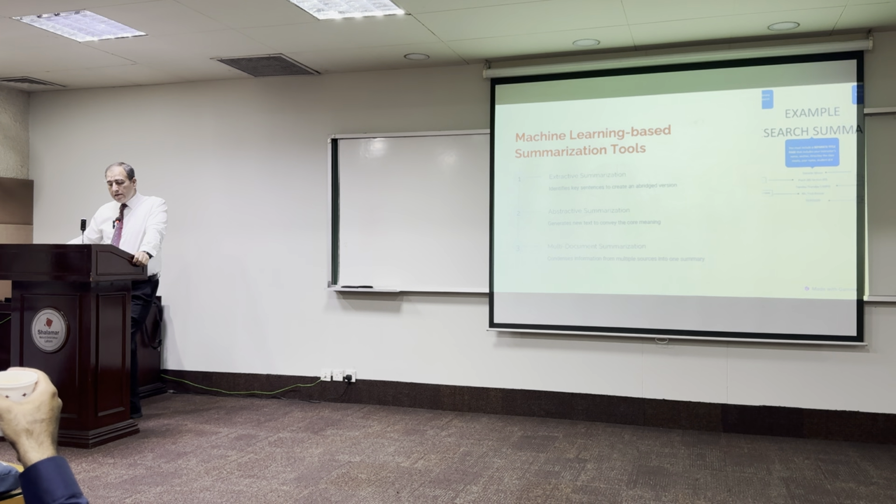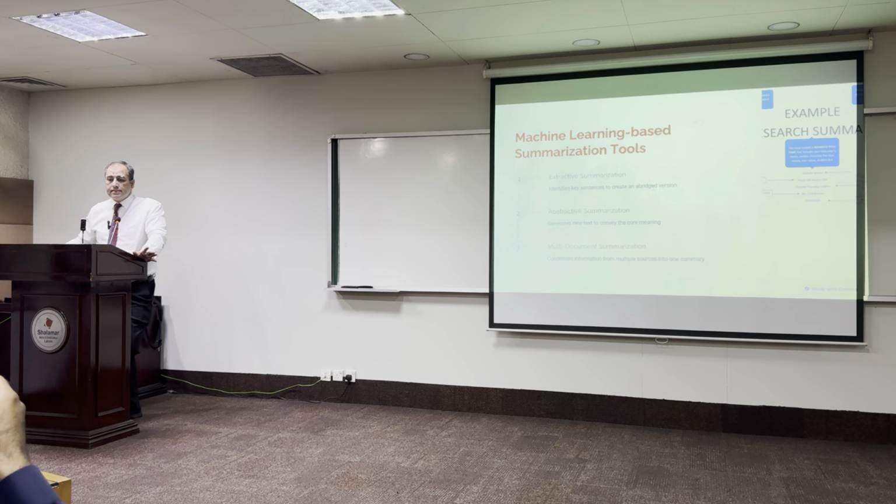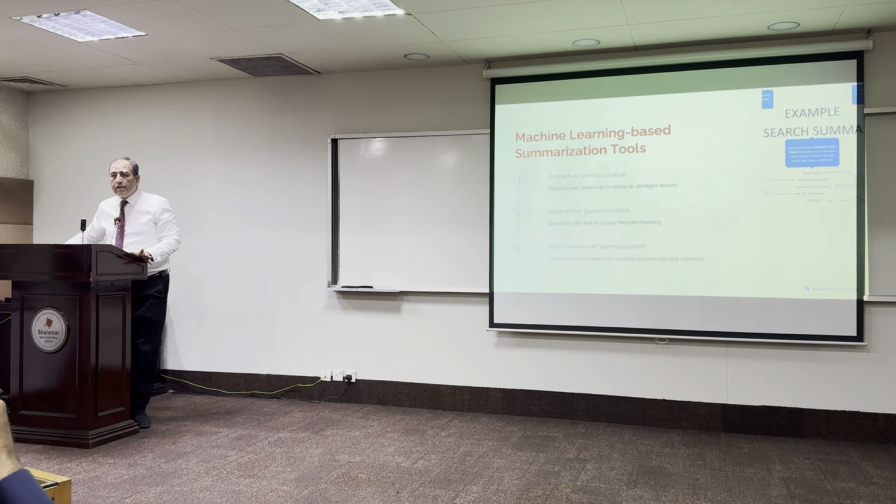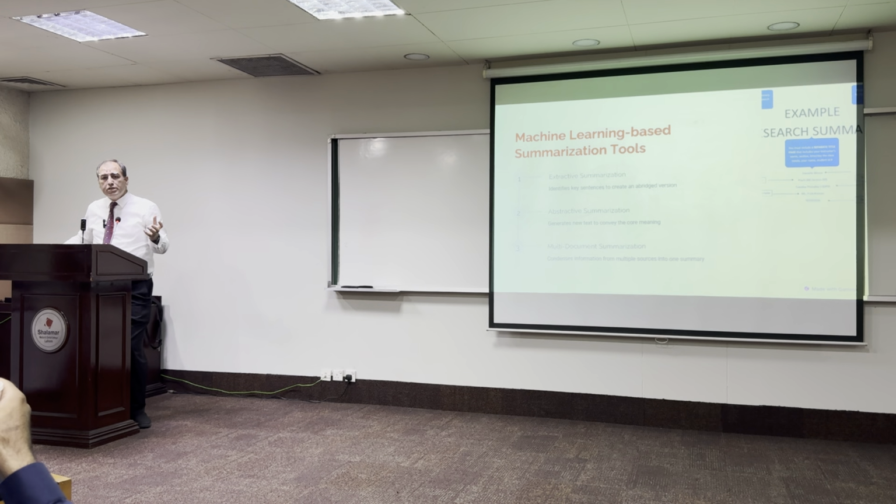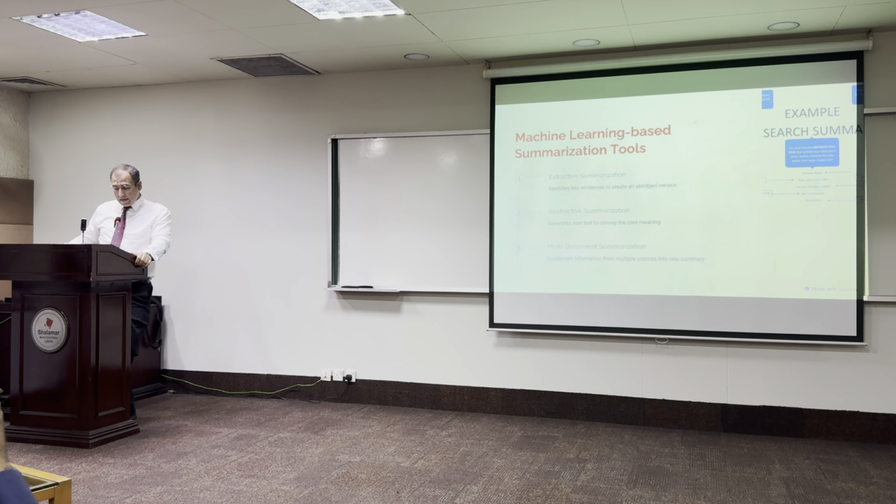In a machine learning based summarization tool, first of all it does extractive summarization. It extracts the information from the text which has been presented to it. The next is abstractive summarization, which generates new text to convey the core meaning. And the next is multi-document summarization, which condenses the information from multiple sources into one summary.